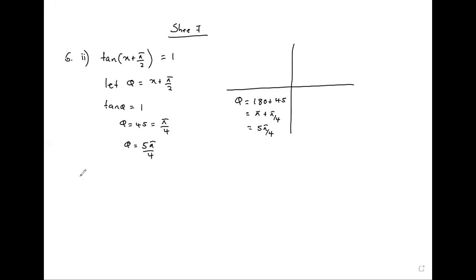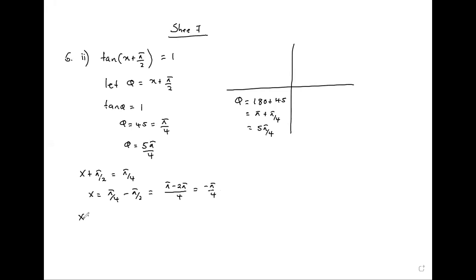So x plus pi over 2 is equal to pi over 4. This means that x is equal to pi over 4 minus pi over 2, which is pi minus 2 pi over 4, which is negative pi over 4. This guy is outside the required range.